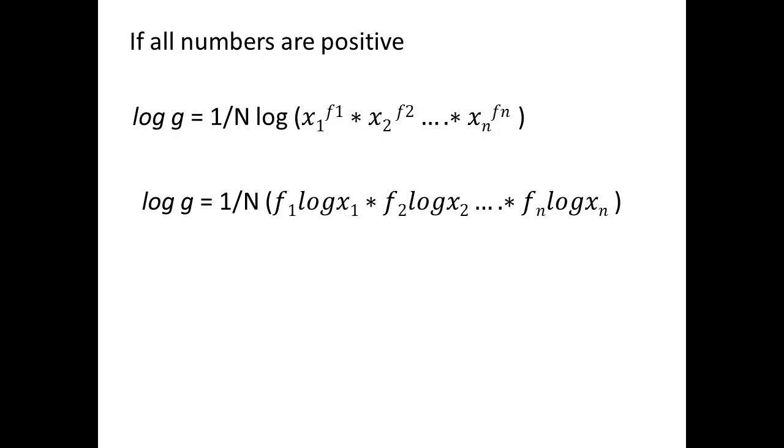We can expand this and say that the log of g is equal to 1 over n, f1 multiplied by log x1, all the way up to fn multiplied by the log of xn. So that log g becomes the sum of fi log xi divided by the sum of fi.